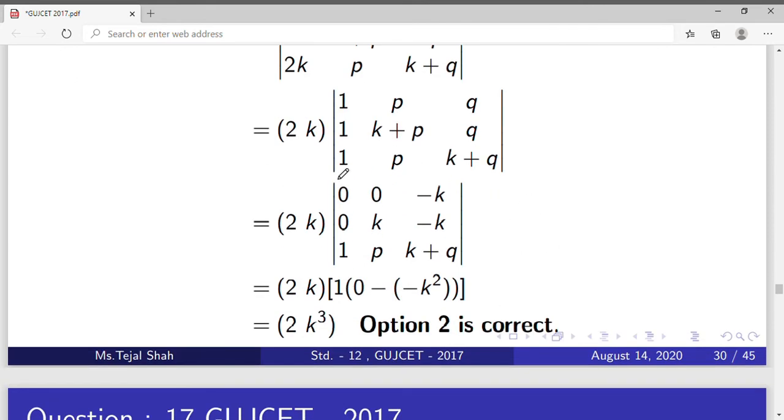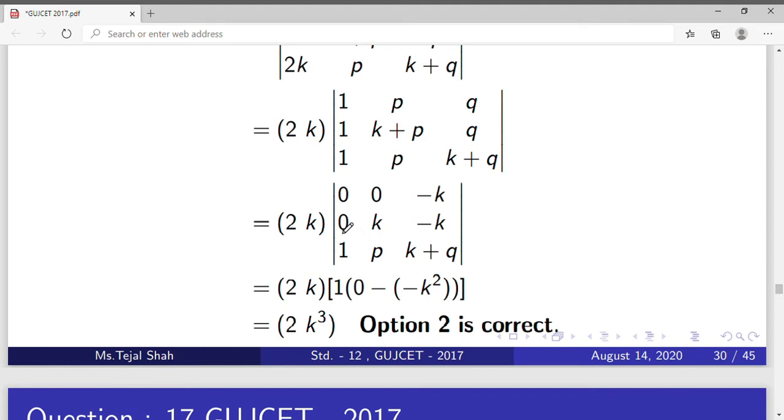Again using the last row, convert these elements of the second row and first row to 0. So row 3 multiplied by minus 1 added here. So we get 1 minus 1, 0, k plus p minus p. Here we get k, q minus k minus q. Q minus q cancels out, here minus k. Same way row 3 multiplied by minus 1 added to the first, so we get 1 minus 1, 0, p minus p, again here 0, and q minus k minus q. So q cancels out, minus k.